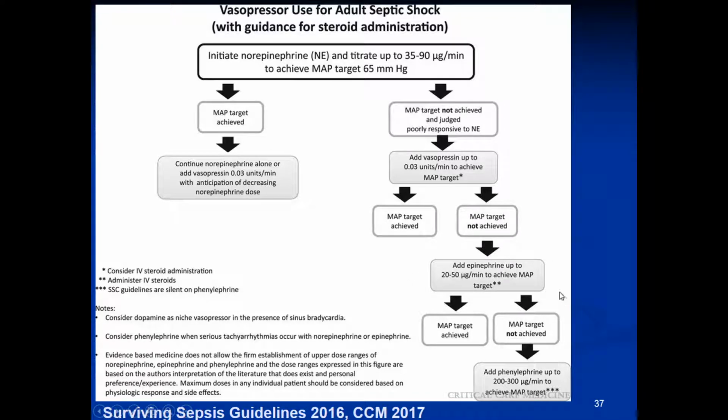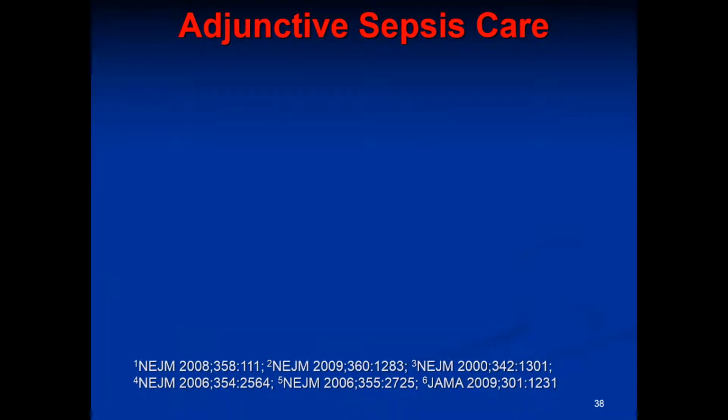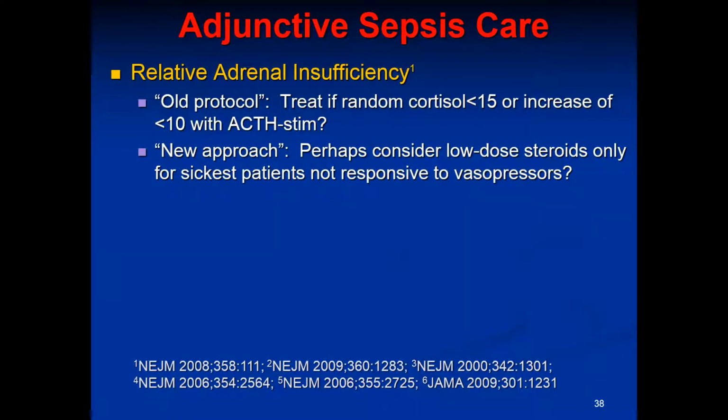And then once you're considering an additional pressor, there's not a lot of guidelines. One can consider additional use of alpha agents such as phenylephrine. And as mentioned here, dopamine has really fallen out of favor as the initial vasopressor. It says consider dopamine as a niche vasopressor in the presence of sinus bradycardia, because again, we know it promotes tachycardia. And as many of us have done, if patients are tachycardic, phenylephrine, an alpha agent, may be less tachycardia generating. So very quickly, a few points on adjunctive sepsis care.